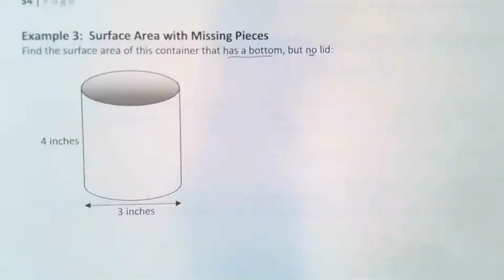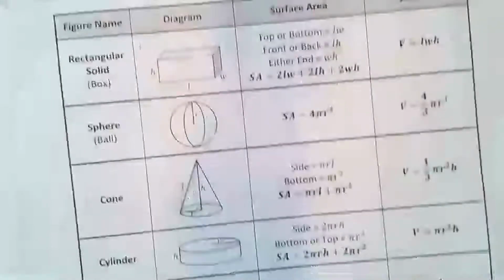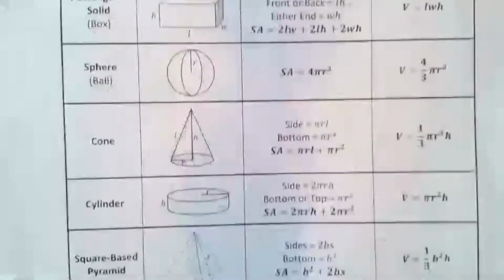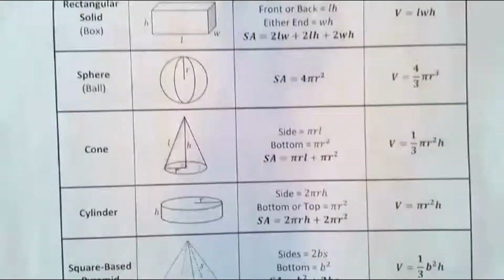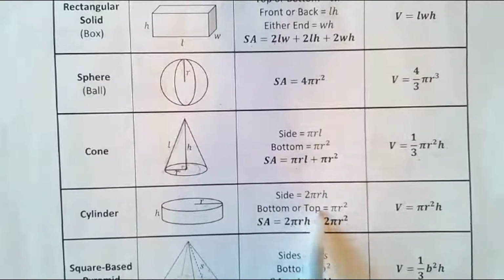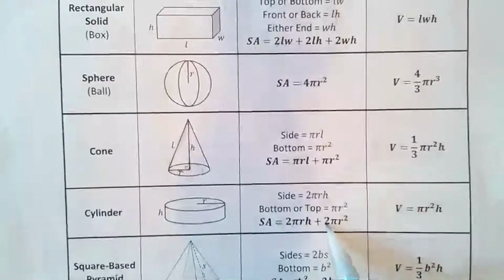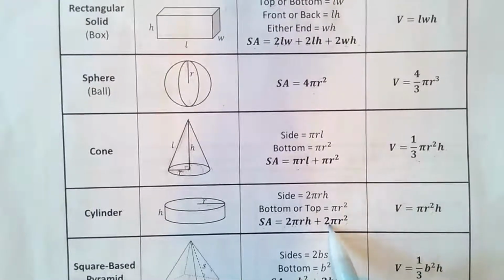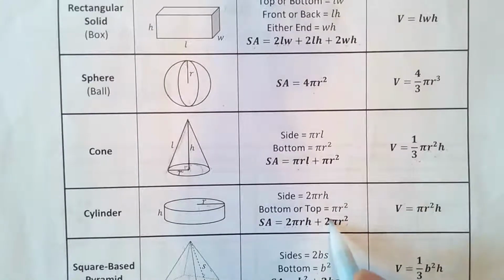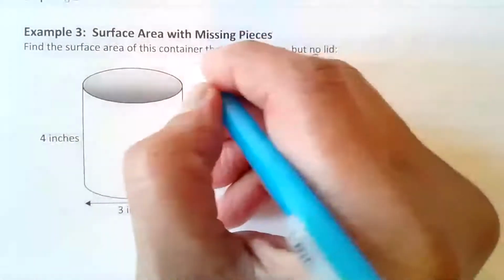If you look at a cylinder, here we have top and bottom. So here we have our top and bottom. This is our side. So we have no lid. So we have to remove one of these circles because these are both top and bottom. So remove one, and then we have our surface. So this is a cylinder.